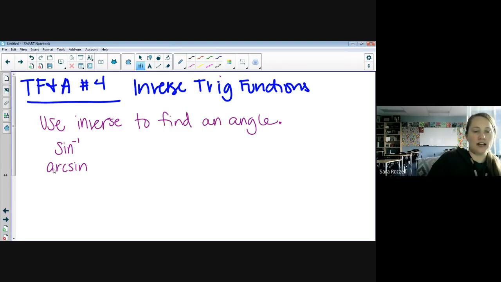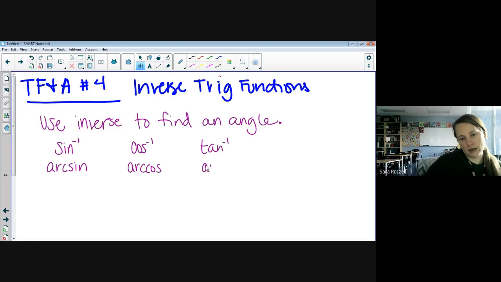So inverse of sine or arc sine mean that we are trying to find the angle. They're giving us the opposite over hypotenuse part. We want to find the angle. Same thing with the other ones, inverse cosine or arc cosine, inverse tangent or arctan.